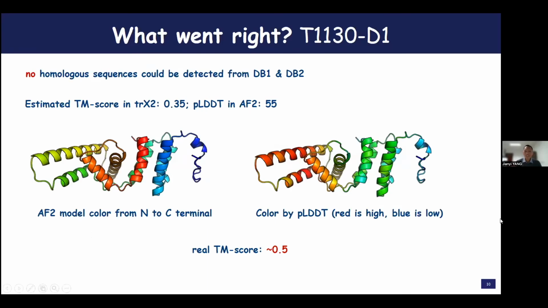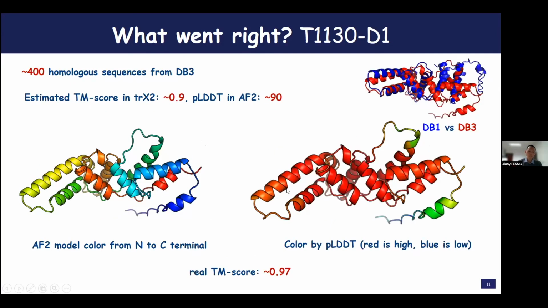So first, for this target, T1130, I think most people find that there are no homolog sequences in these first two databases, the first one and the second one. So in this case, for single sequence based folding, for TRZX2, the predicted TM score is about 0.35. And also the same for AlphaFold2, it's a very low predicted LDDT score.